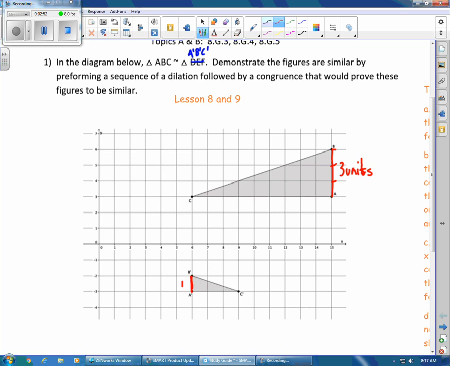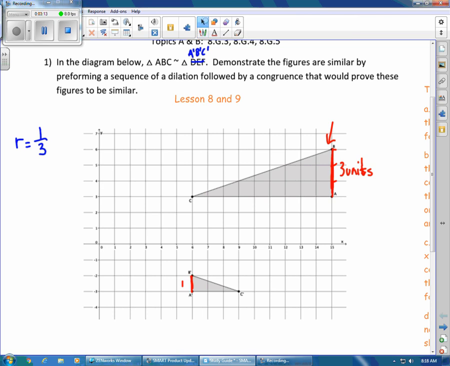A scale factor of 3 is going to grow my shape even larger. What scale factor would let me shrink this big triangle down to be the same size as the little triangle? You're right, 1/3, because remember we take the reciprocal. So my scale factor, and I'm going to write this in blue, is 1/3.